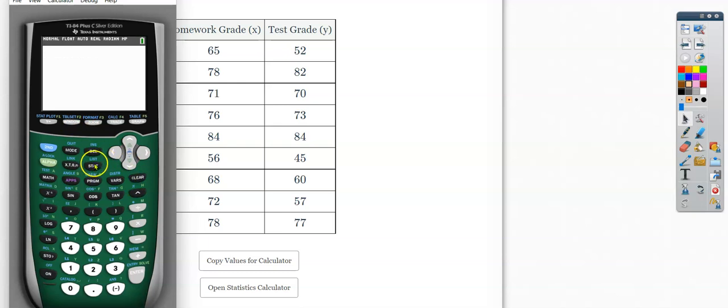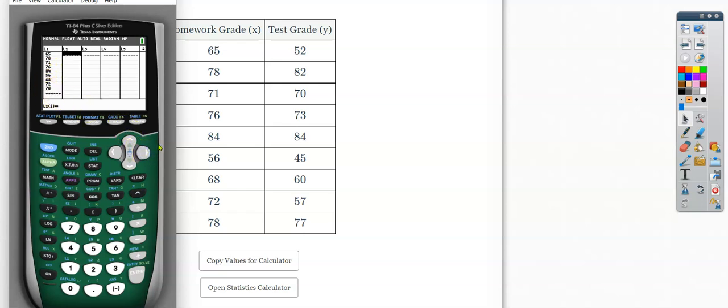So in order to do that, you have to press the stat button, and you need to edit your data. If you have some old data in there, you can just press delete, and that will take away each of those data entries, or you can clear the list. Okay, start typing carefully all of that data. When I go fast, I usually mess up, but I will reread it when I'm done. Okay, let's see, 65, 78, 71, 76, 84, 56, 68, 72, 70.